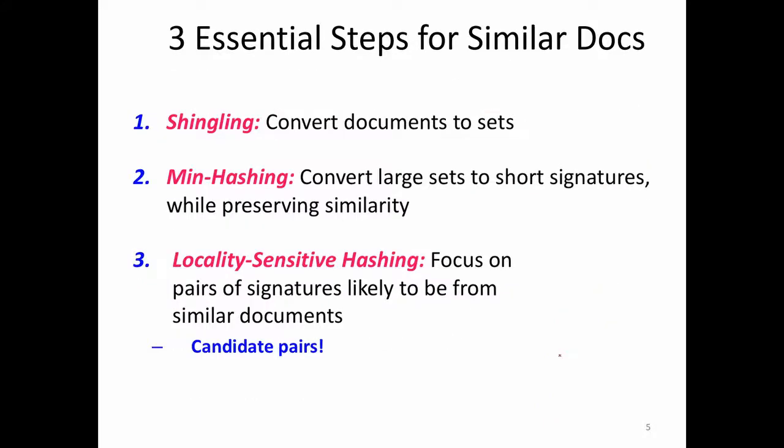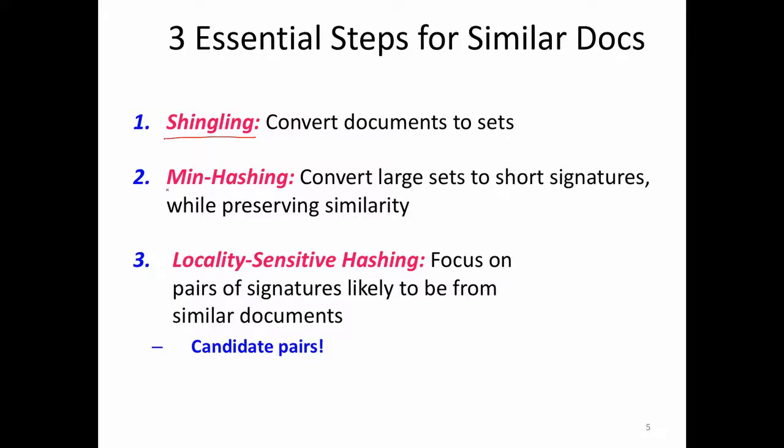Now, how do you solve this problem? Or how do you find the near neighbors in the setting that we just described? That is a representative problem, an example problem which we need to solve. The technique that we are going to describe today consists of three essential steps. The first step is what is called shingling. Here we basically convert documents to sets.